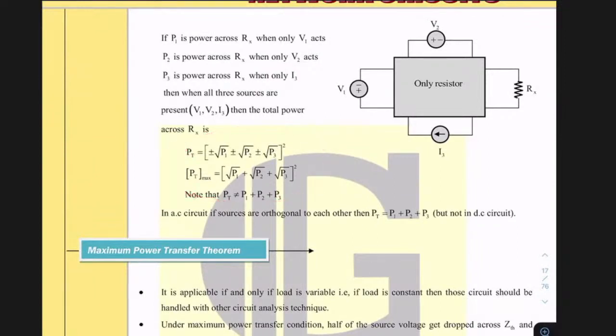If you have a circuit with multiple sources like V1, V2, I3, and it is given that the power at Rx due to V2 is this much, due to I3 is this much, and due to V1 is this much, that means the individual powers are given, and then they ask you, if all the sources are acting together, what is the total power? In that case, you cannot say PT equals P1 plus P2 plus P3. Note that PT is not equal to this. If you have the individual powers P1, P2, P3, this is the corresponding formula for the total power. I have given the derivations in the theory; otherwise, you just remember this.